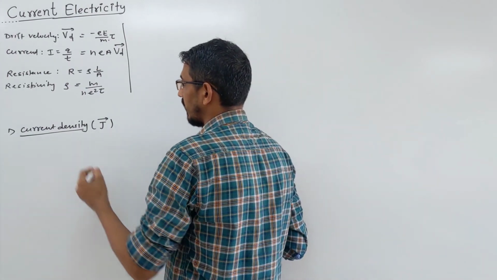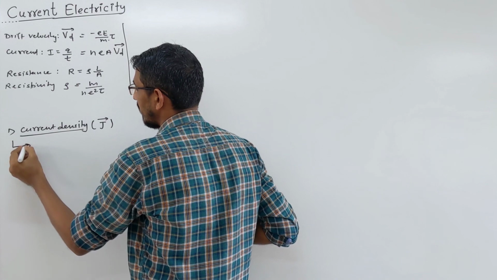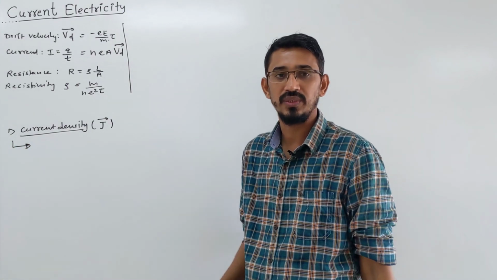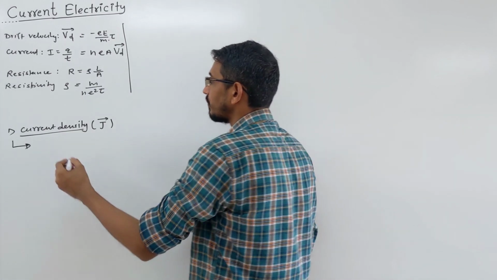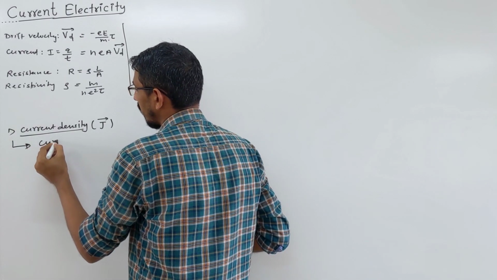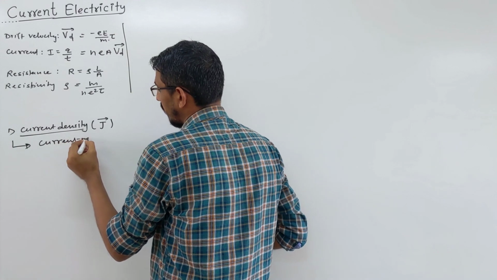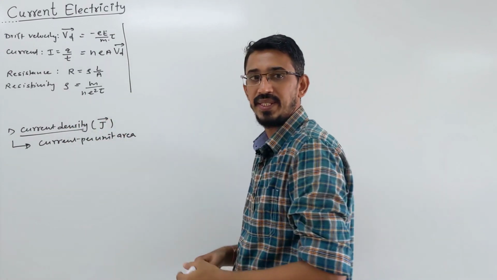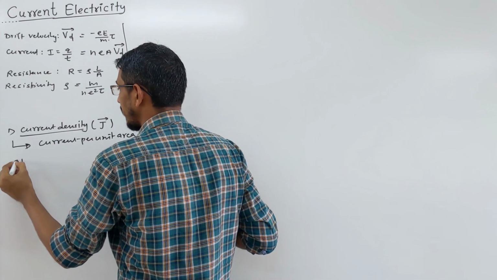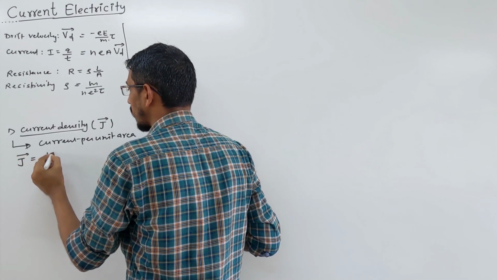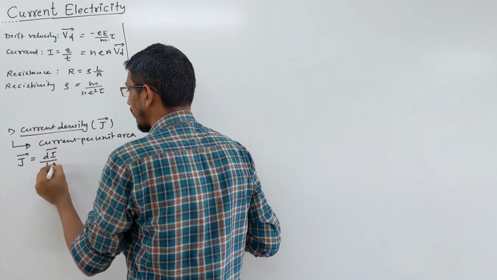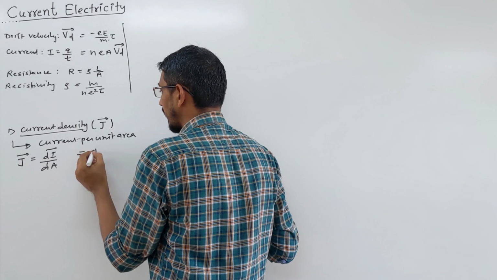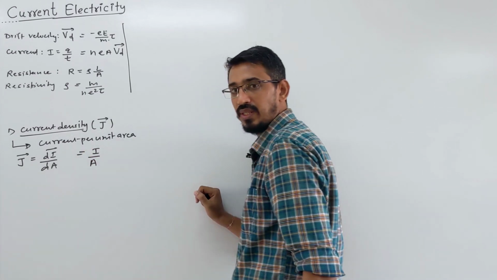So current density is what? How is it defined? It is the current flowing through a unit area of cross section of a wire. So current per unit area, this is simply your current density. So how do you define this? You say that J is equal to, you can write in differential form, a small current flowing through a small area, or for a large current flowing, you can simply write I by A also.